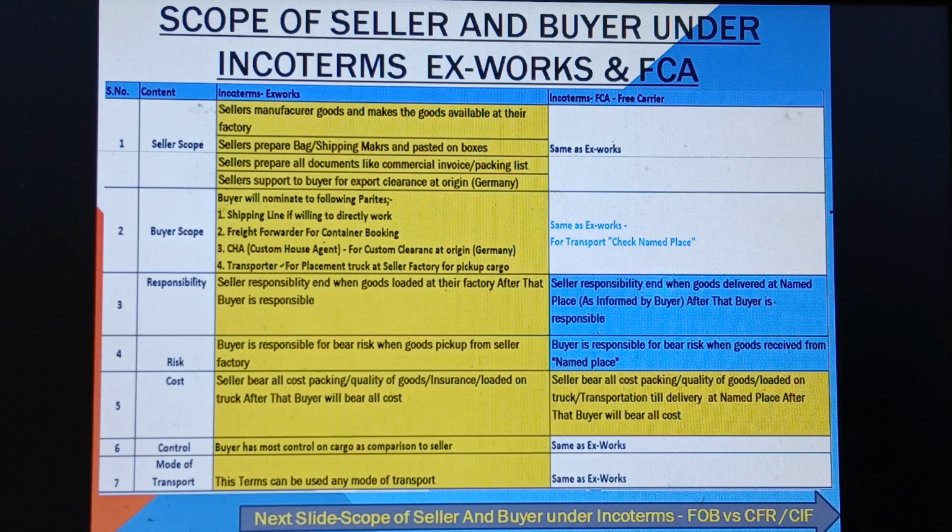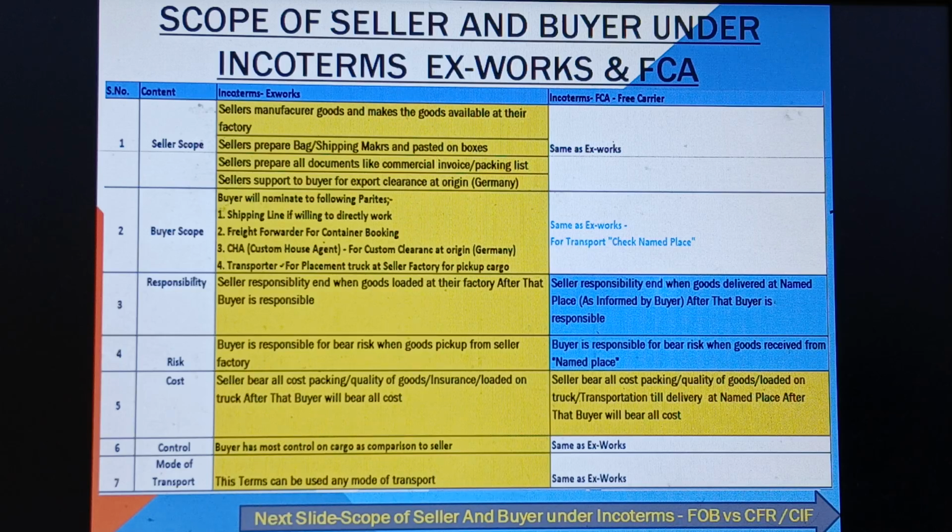In the case of FCA, the seller bears all cost of packing, quality, loading and transportation till delivery at the named place. Same, simple: FCA has a named place defined, and then the buyer will bear all cost. Control: the buyer has most control of the cargo in comparison to the seller. That is simple because in Ex Works the seller is only responsible until the goods are loaded at their factory on the truck. FCA is the same as Ex Works. Control is mostly with the buyer only.